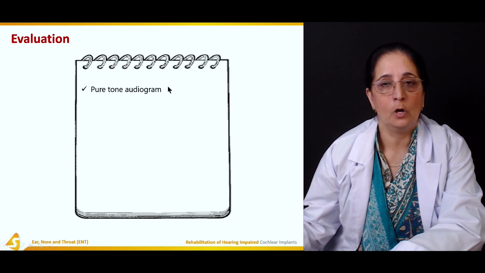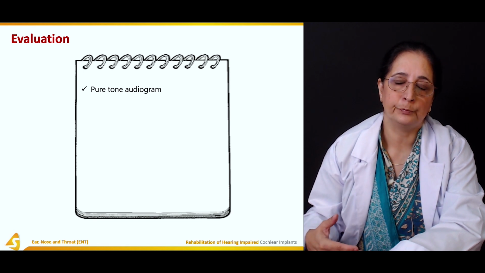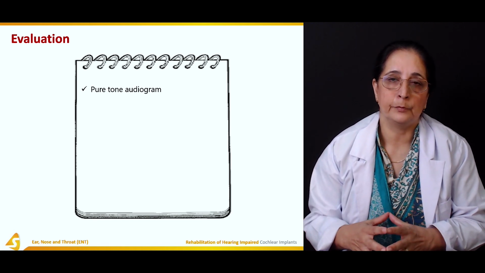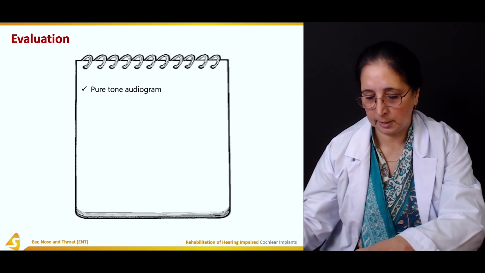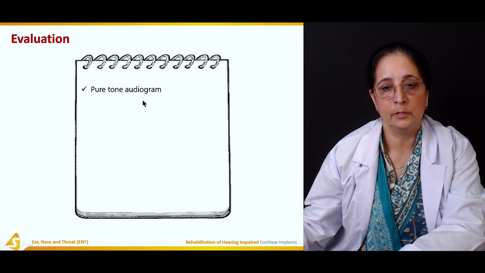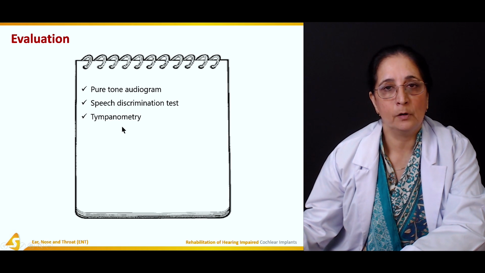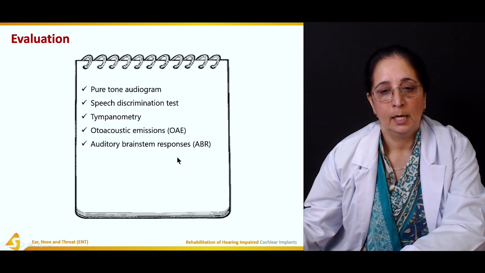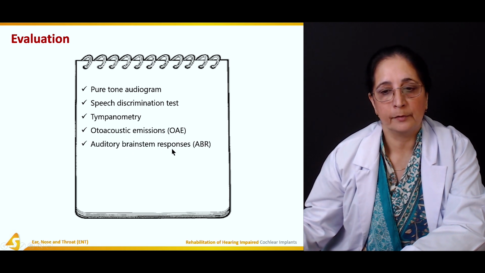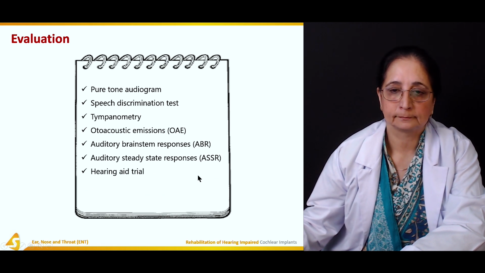Evaluation: these are all the tests done to evaluate the patient after the surgical procedure to find out how effective the procedure or the surgery was. Pure tone audiogram, speech discrimination test, tympanometry, otoacoustic emissions, then auditory brainstem response, auditory steady state responses, hearing aid trial.